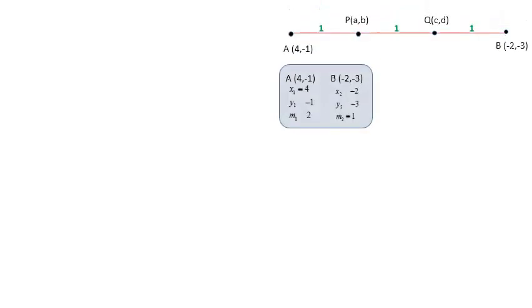Next we shall calculate the coordinates of point Q. By observation we can conclude that the point Q divides AB in the ratio 2:1. Whenever the point Q comes on the line AB, it becomes two pieces, AQ and QB. When you look at the length of AQ, we have two parts, 1 unit here and 1 unit here, so the total length of AQ is 2 units and the length of QB is 1 unit. That's why the ratio is 2:1.